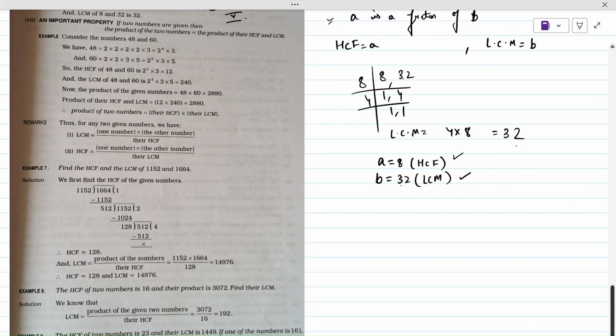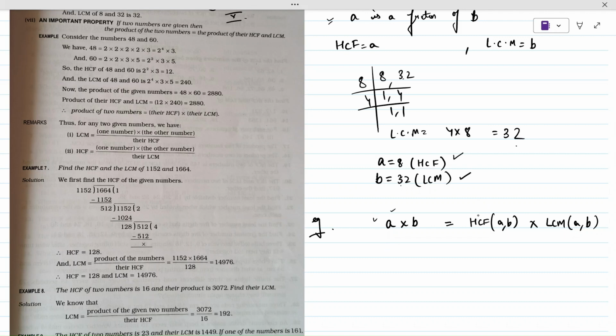The next property we have already done in grade 5, and it says that if two numbers are given, then the product of the two numbers is equal to the product of their LCM and HCF. Okay, so for example, if we have two numbers A and B, the product of the two numbers will be equal to the product of their HCF and LCM. So that means out of these four, if we know the value of any three, we can always find out the value of the fourth one.